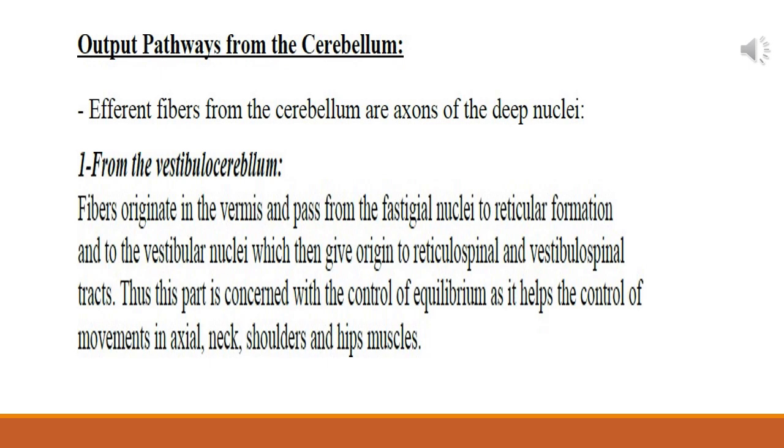Coming to the output pathways from the cerebellum. Efferent fibers from the cerebellum are axons of the deep nuclei. 1. From the vestibulocerebellum. Fibers originate in the vermis and pass from the fastigial nuclei to reticular formation and to the vestibular nuclei, which then give origin to reticulospinal and vestibulospinal tracts. Thus, this part is concerned with the control of equilibrium, as it helps control movements in axial, neck, shoulder and hip muscles.